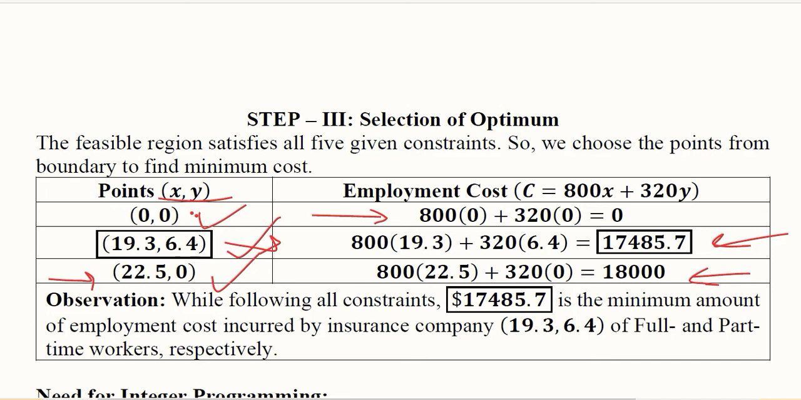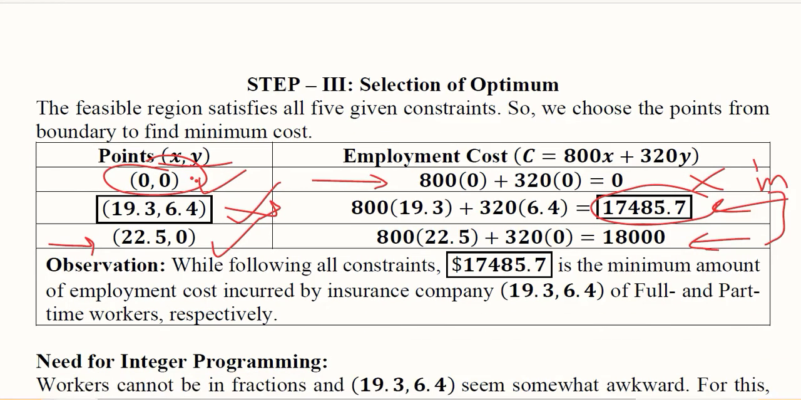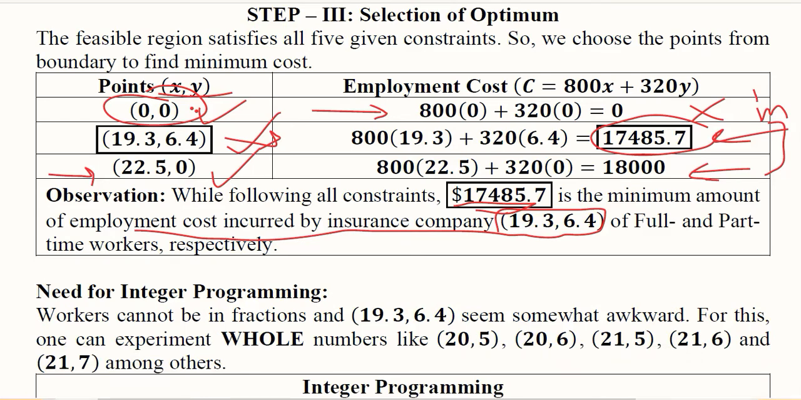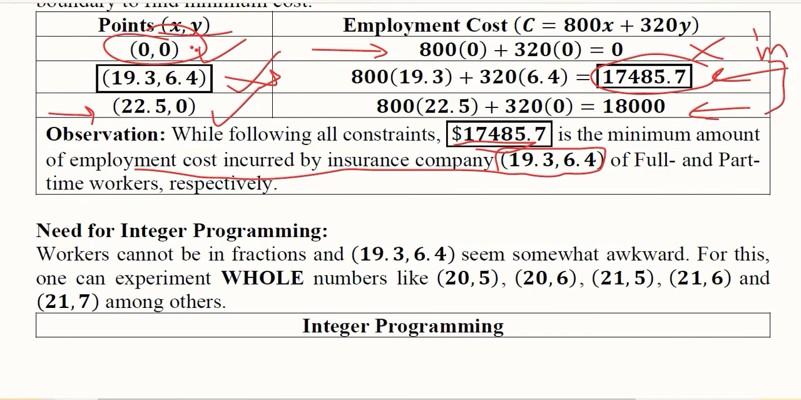Out of these 3, this one is illogical because x and y cannot be 0, they have to be positive in order to give us some level of output and hence some cost. So we only consider these 2, out of which this is the minimum level, so we choose this at this stage. However, when we come out of this mathematical process, in economic and real life situation, we see that an insurance company cannot hire this fraction of the employees. So there is a need for some recalculation or some adjustment, and that is done with the help of integer programming.